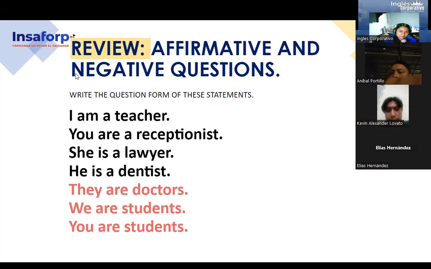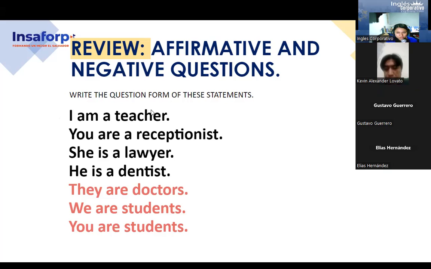Oigan, teacher, es una pregunta. No, no, no. Esta es la oración en afirmativo. I am a teacher. Lo que usted debe hacer es convertirla en una pregunta. Transformarlo a pregunta, exacto. Eso es lo que estamos haciendo.